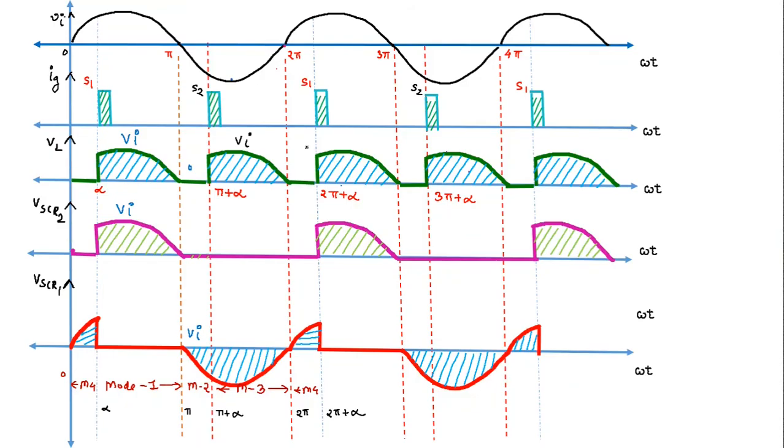The load voltage will be equal to 0 in this condition because it is a freewheeling mode, and SCR2 voltage will be considered 0 because it is not working in this mode, and SCR1 voltage will be equal to the Vi voltage because it is in the off condition.